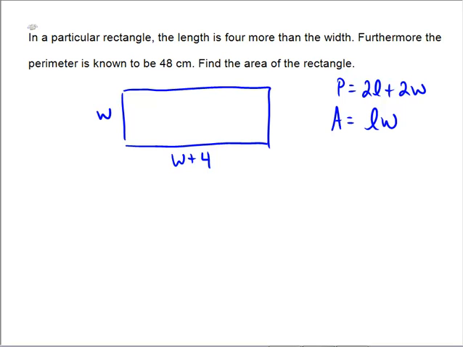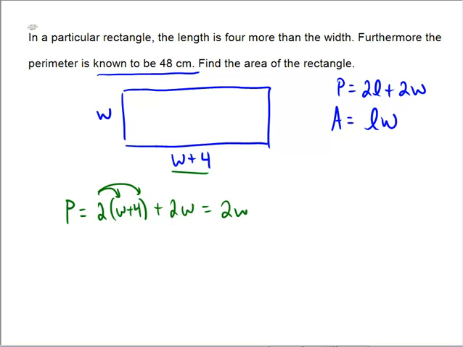So since we know the perimeter, we're going to use the perimeter to our advantage here and say the perimeter is equal to 2 times the length, but the length is w plus 4, plus 2 times the width, and the width is w. So the perimeter is, by distributive property, 2w plus 8 plus 2w, also known as 4w plus 8.